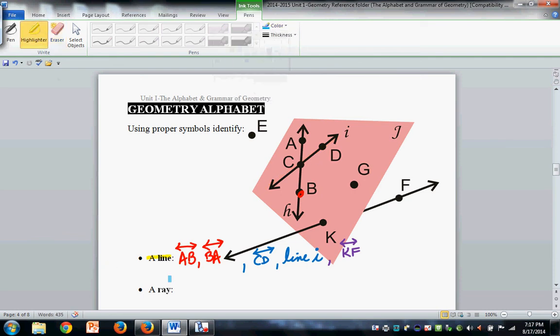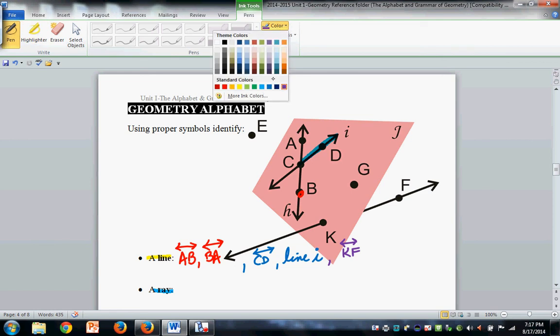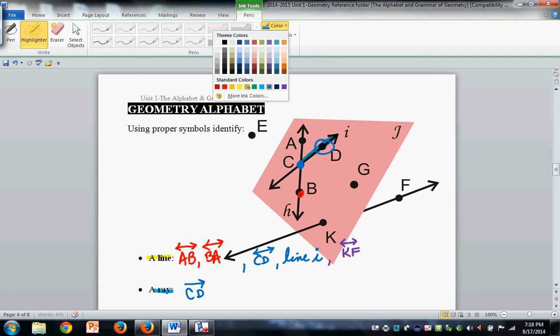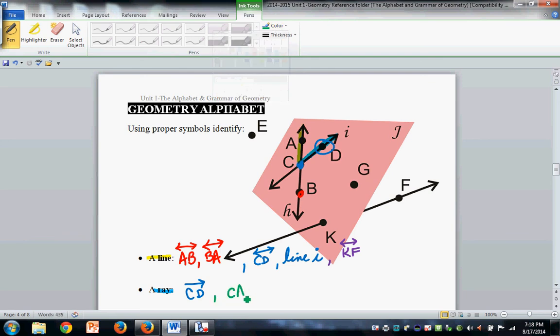Now, a ray is just a piece of a line. So a ray would be, see that blue right there? I could call that, since D is towards the arrow, that would be CD with the ray, C being the endpoint. I could also go this way, right there. And I could call that CA. Or if I wanted to name this ray going this way, I could call that CB with the ray.